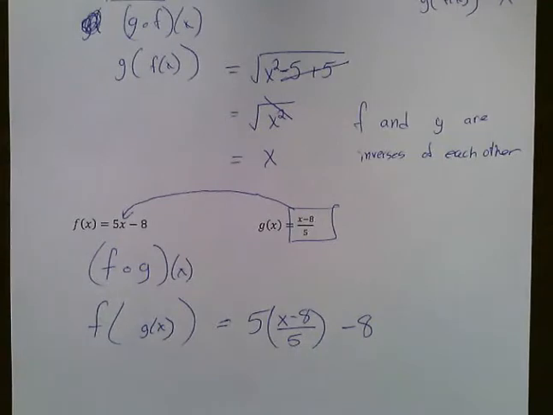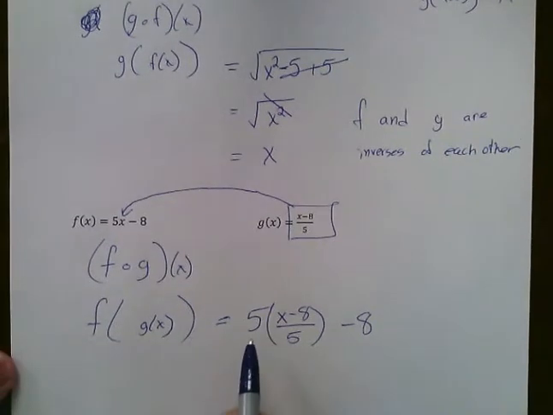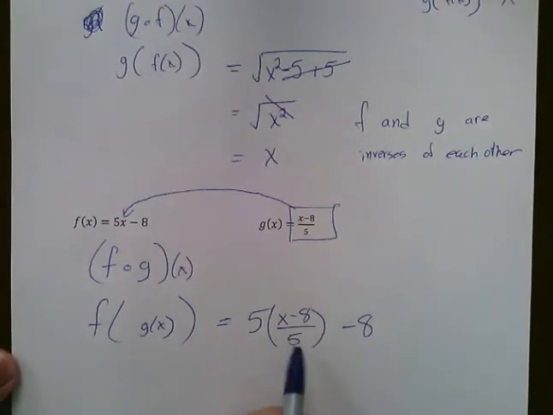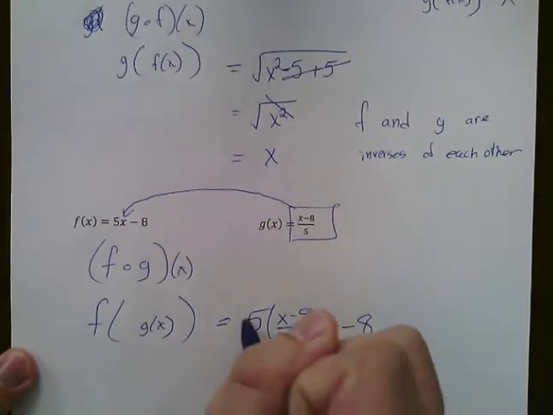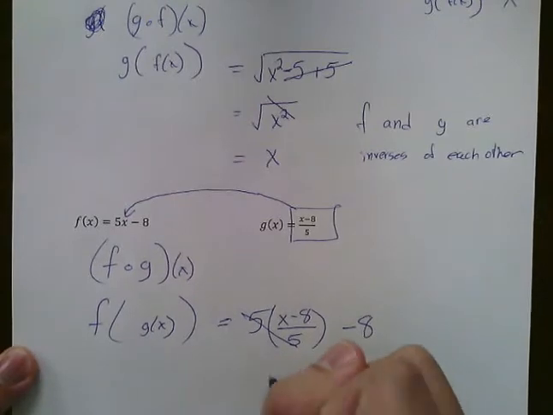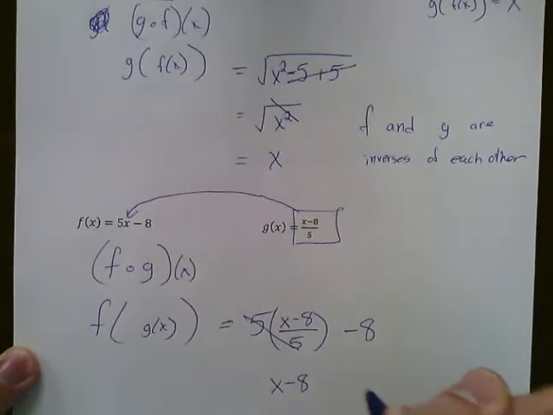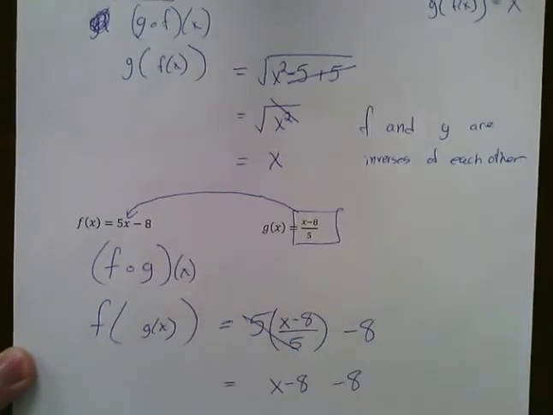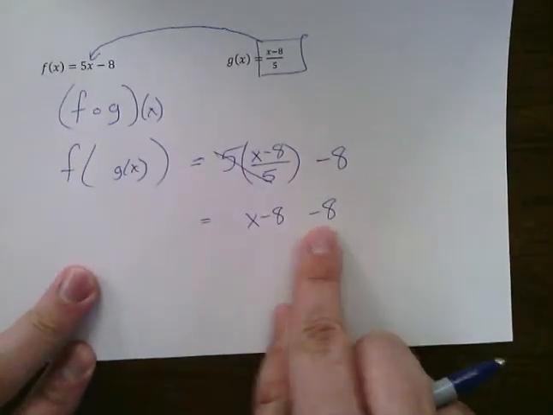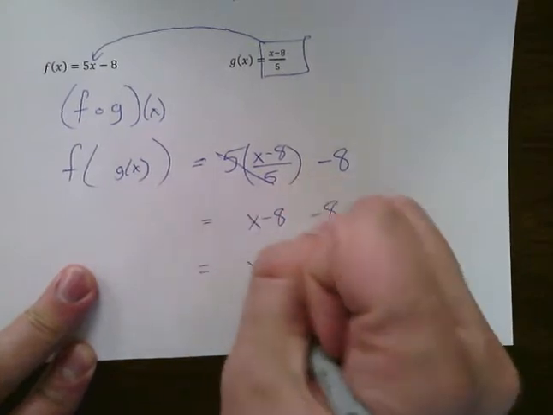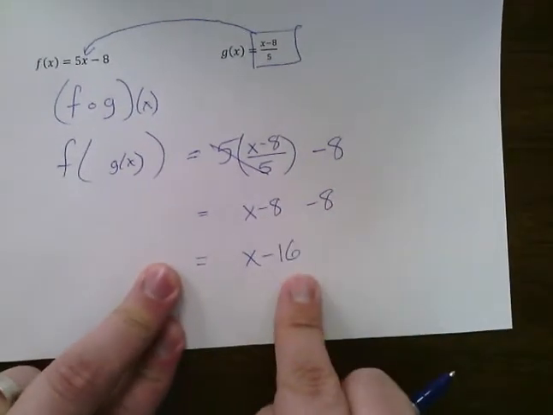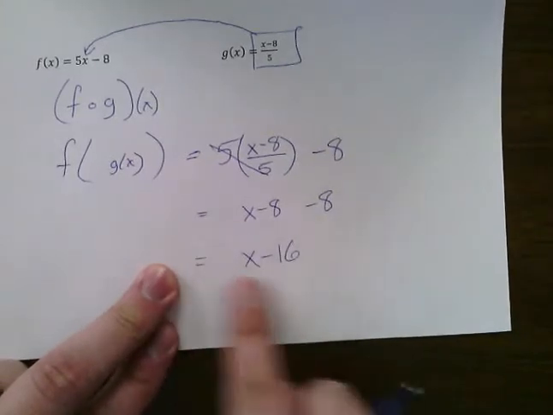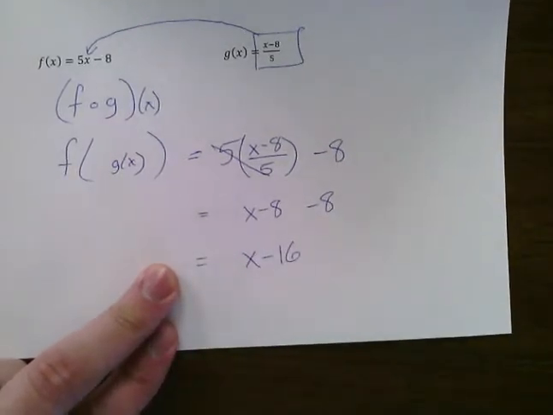If I go to simplify this, I'm multiplying by 5 and also dividing by 5 at the same time. Multiplying and dividing by 5 are inverse operations, so they are gone. I'm just left with the x minus 8 there and still the minus 8 out back. Continuing to simplify, I have a minus 8 and a minus 8. Those can be combined to x minus 16, because negative 8 and negative 8 is negative 16. That's as far as I can go with simplifying.